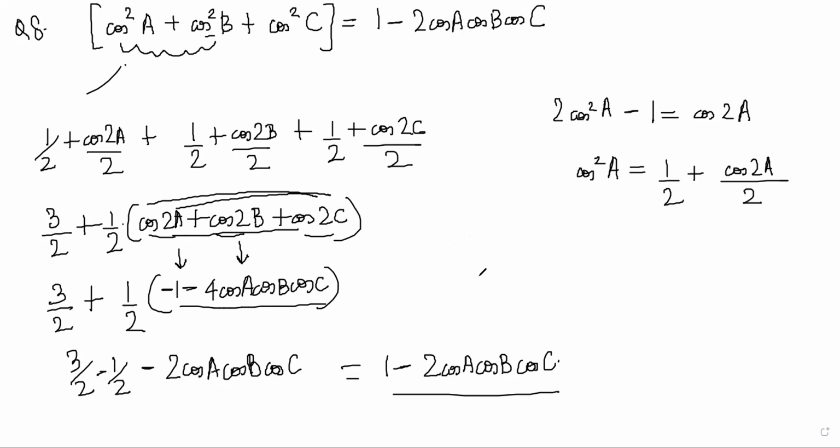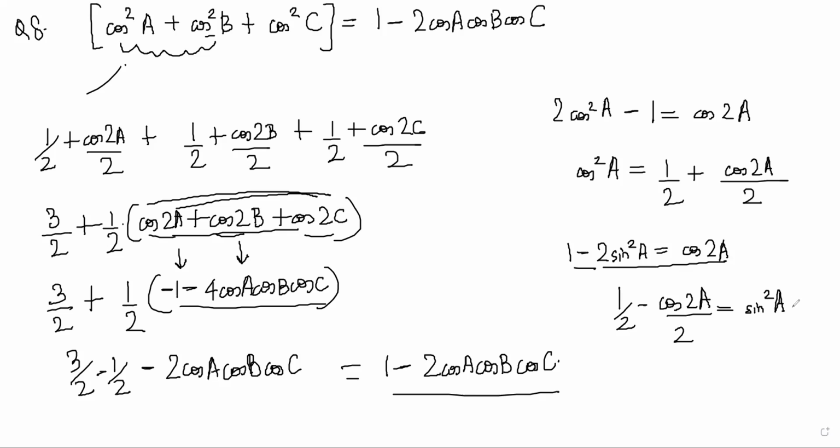Now try. I mean 7 and 9 will be similar. Suppose it was sine square, I would have used which formula? This formula. Right? I know this formula is true. So I know 1 by 2 minus cos 2A by 2 is equal to sine square A, right?